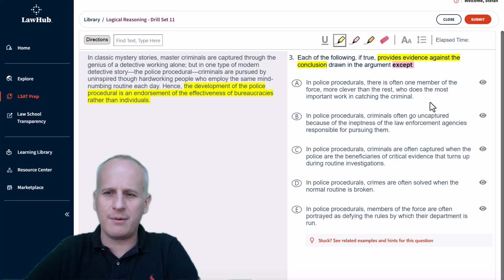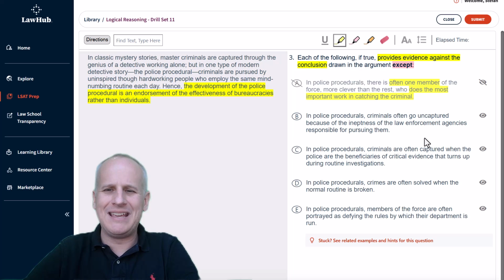Starting with choice A, in police procedurals, there is often one member of the force more clever than the rest who does the most important work in catching the criminal. Well, if there's one member who does the most important work in catching the criminal, then it's the individual that's better than the bureaucracy. So that would weaken this argument. And so we eliminate choice A as accomplishing the task in the affirmative.